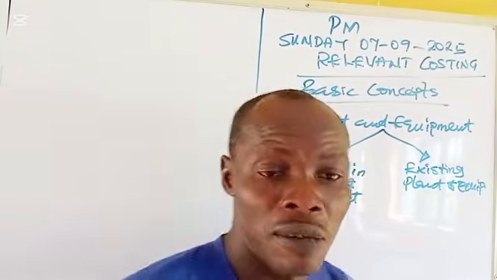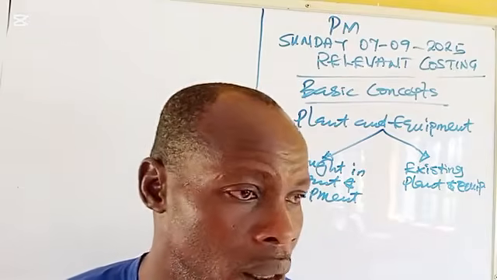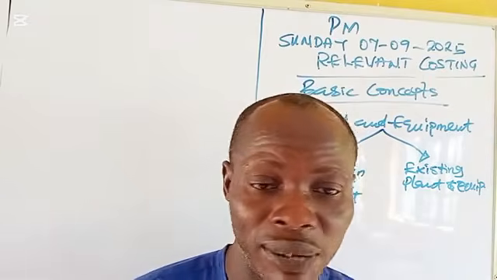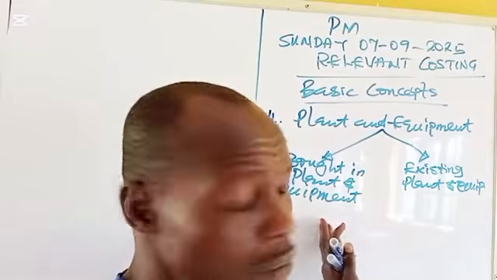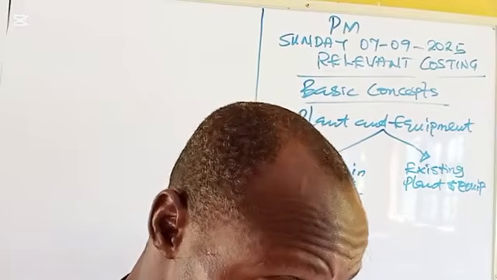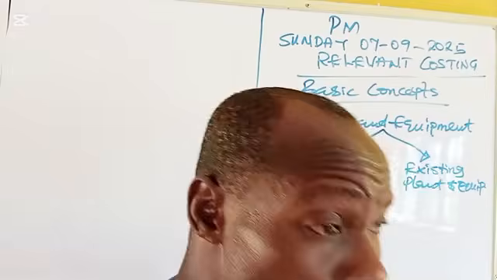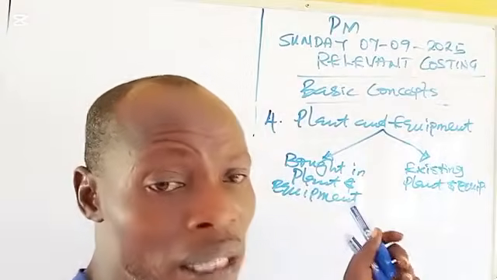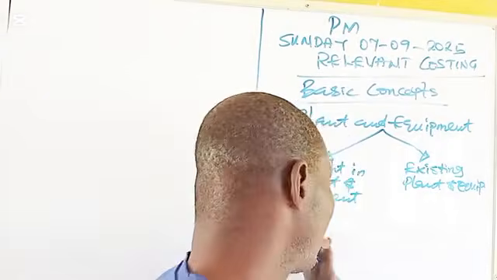Bought-in plant and equipment is the plant and equipment specifically purchased for the project. They are the plant and equipment specifically bought for the project. So it means the purpose of acquiring this is for the project, no other reason. Without the project, this plant and equipment would not have been bought. Therefore, the purchase price of the bought-in plant and equipment is relevant for decision making.